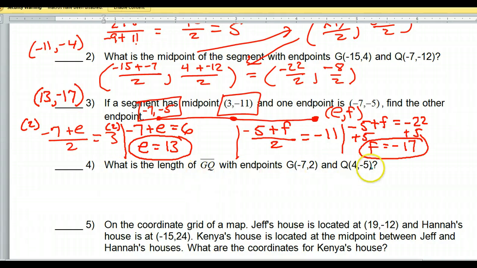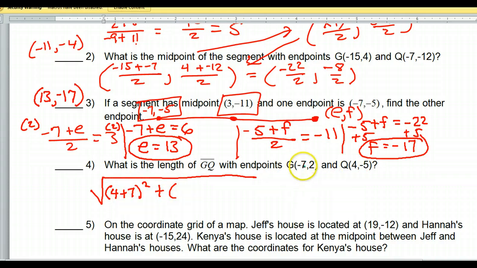Okay, the length. Alright, length is the same thing as the distance between the points. So I'm just going to do the distance formula. Okay, x minus x. So I'll do 4 plus 7 squared plus, alright, now I'll do y minus y, so that's going to be negative 5 minus 2 squared. Alright, just put that in the old calculator. I'm getting the square root of 170.